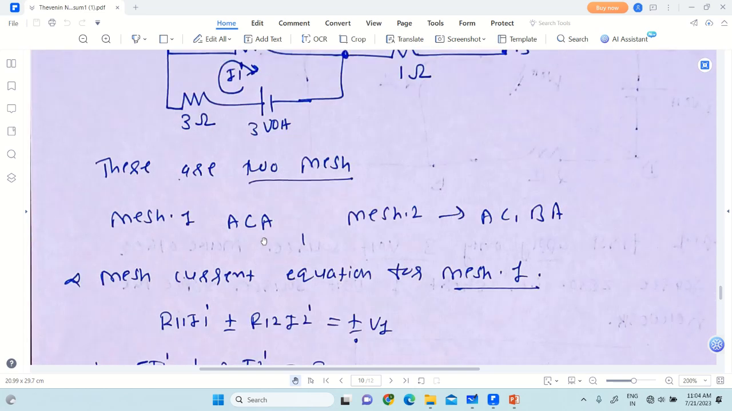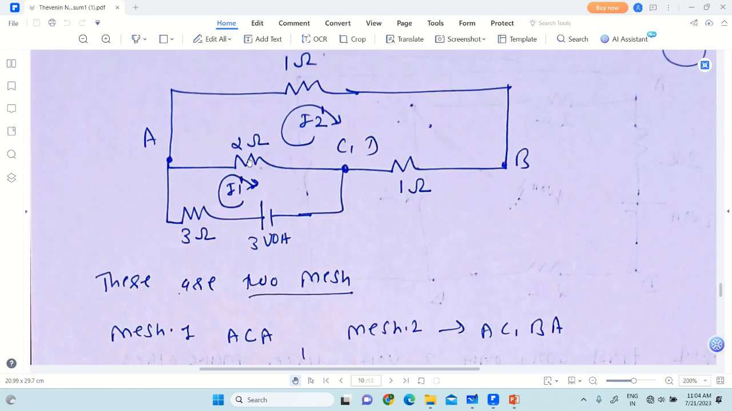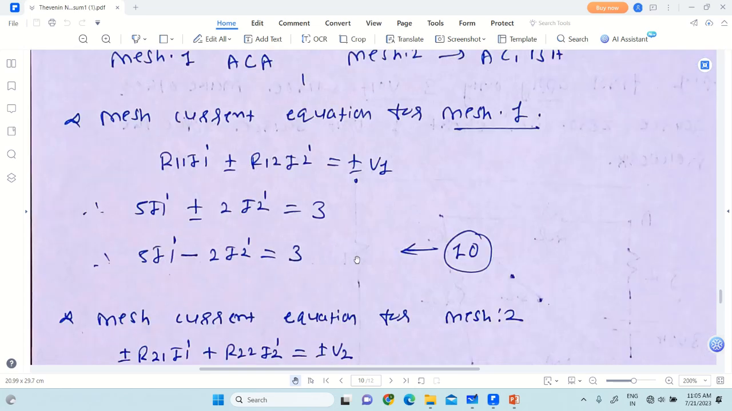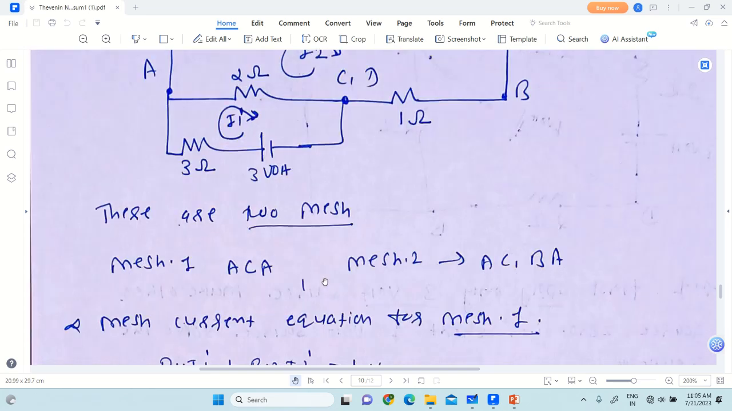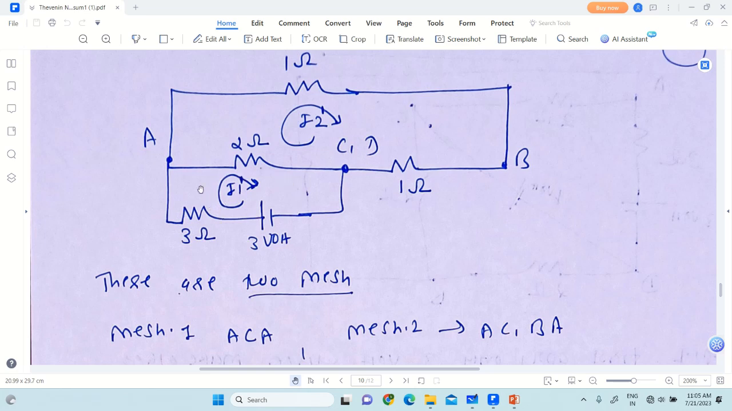Now, plus or minus. So again consider the common resistance. Through the common resistance of 2 ohm, 2 currents are flowing. I1 dash is flowing from A to C, and I2 dash is flowing from C to A. So the directions of I1 dash and I2 dash are opposite to each other, so we put the negative sign. So we put minus 2 I2 dash, and it is equal to plus or minus V1, the algebraic sum of the voltages in the first mesh.